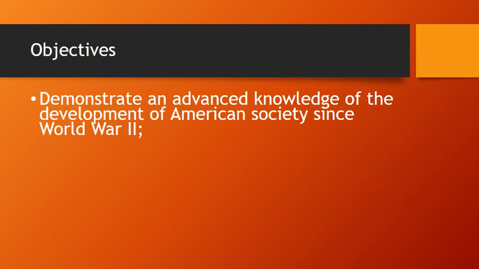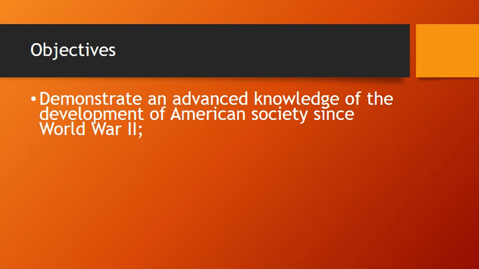The final project for this course involves the creation of a research paper on a topic in American history related to the subjects that we're covering in this course. So basically everything from the end of World War II up to really the end of the Cold War. And there are three objectives that your paper will need to cover. The first one is that we want you to be able to demonstrate an advanced knowledge of the development of American society since World War II.